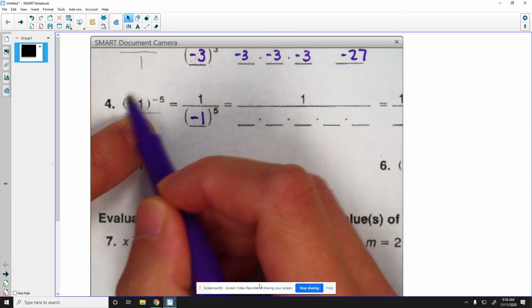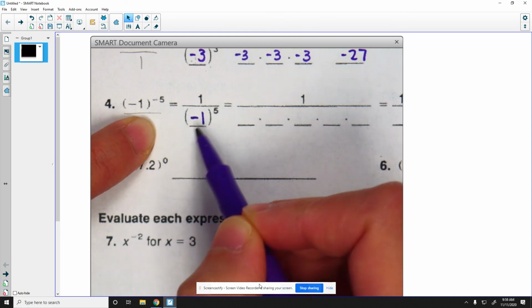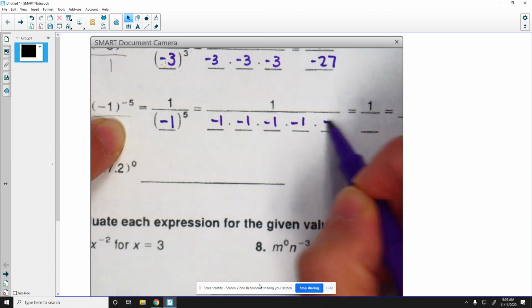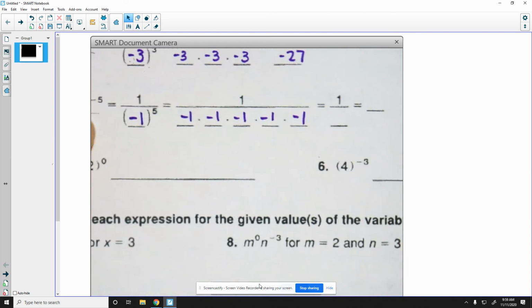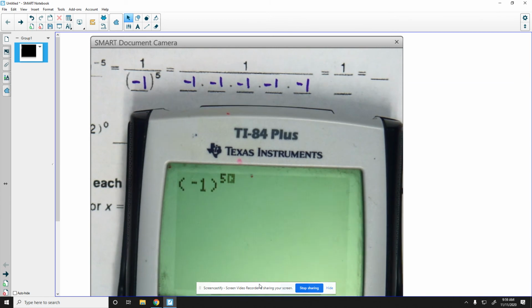So when I put this in parentheses, is it +1 or -1? -1, right? Because it was all of -1 to the -5th power. So that's why you're going -1. So -1 times -1 times -1 times -1 times -1. Okay, you don't technically have to do this in your calculator. If you do want to do it in your calculator, make sure you put it in parentheses, -1 to the +5 like that, okay?